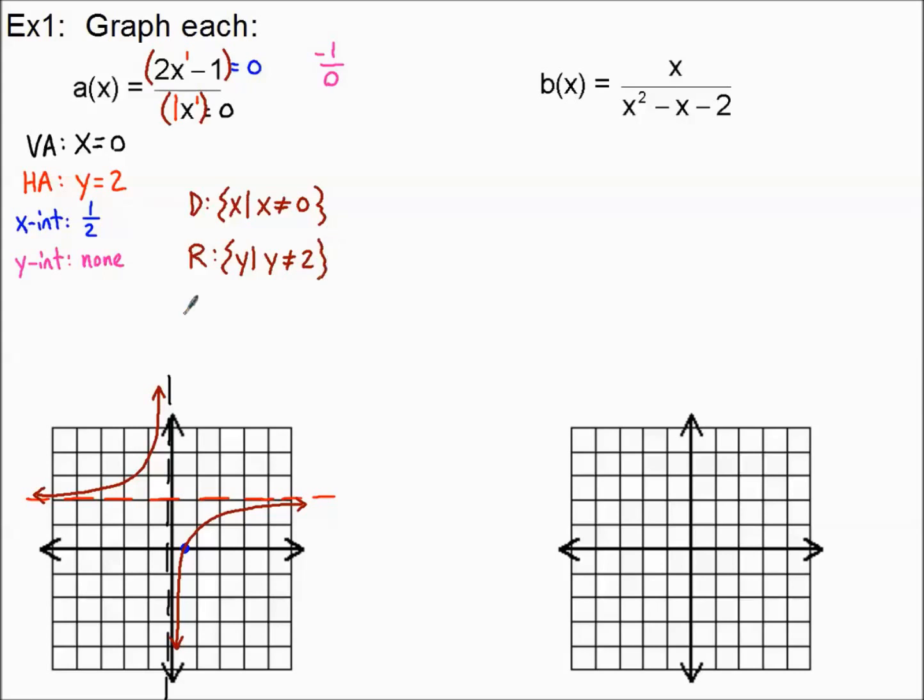And my end behavior, I can describe both ends at the same time because both ends do the same thing. The far right end is approaching the value of 2. The far left end is also approaching the value of 2. And this is a of x.